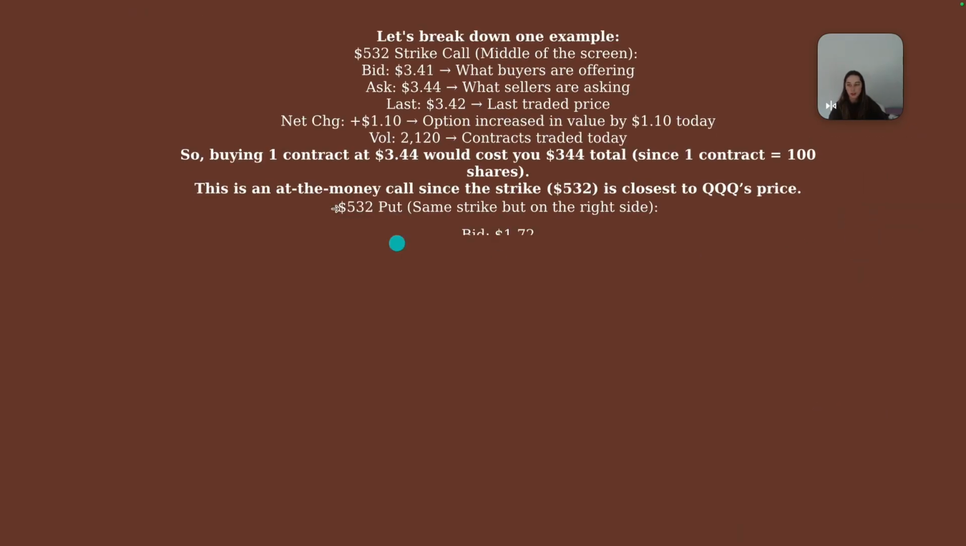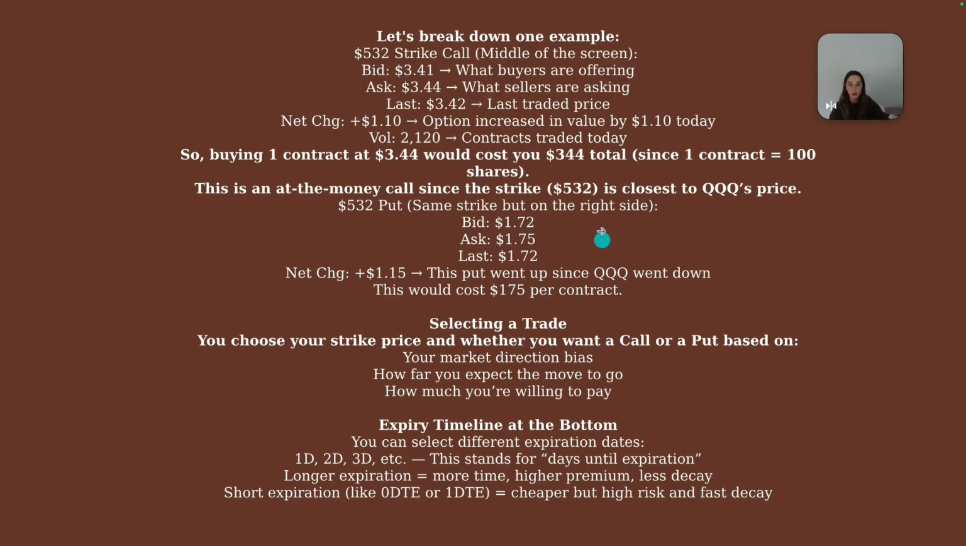But anyways, let's break it down. So again, strike price is in the middle. On the left side are our calls. On the right side are our puts.